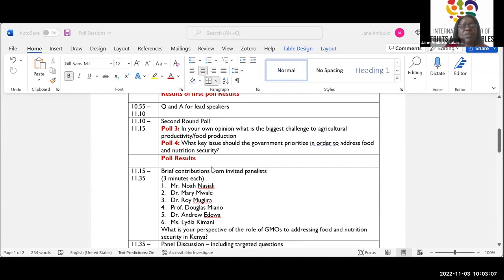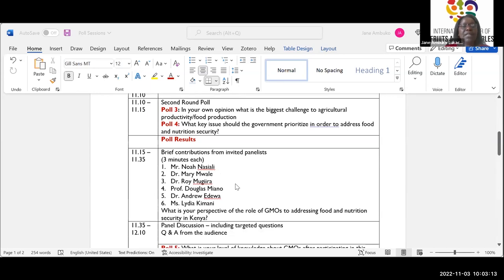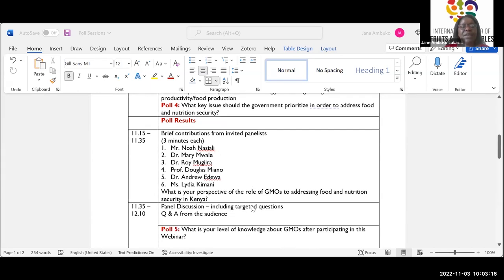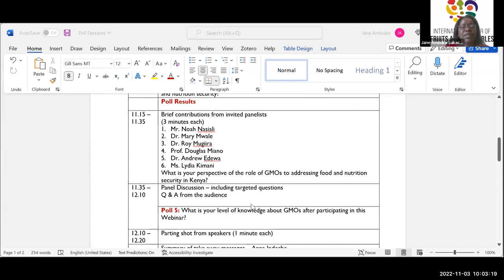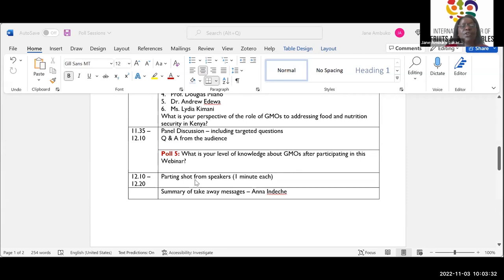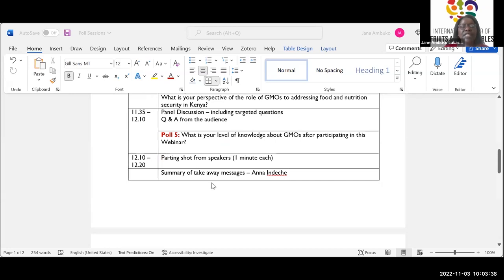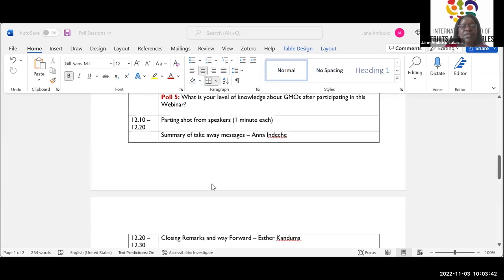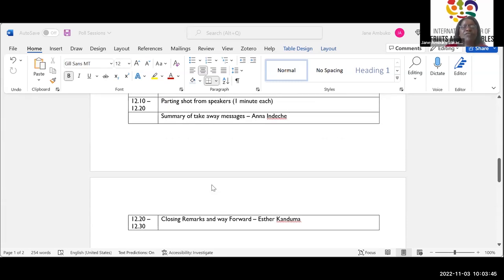After that, we'll see the poll results, which will also help us in the preceding panel discussion, where we have six panelists who will give a 3-minute remark about the topic, and then we'll have a panel discussion after that. Then we'll have a final poll, seeing how much we have changed your level of knowledge after this panel discussion. Then at the end, we'll have a parting shot or a takeaway message from the panelists, 1 minute each. And then we'll have Anna Indeche giving us the takeaway messages from the webinar. And then we'll have closing remarks and a way forward, which will be presented by the chair of the team that was organizing this webinar.